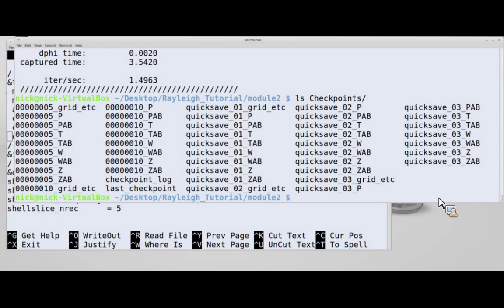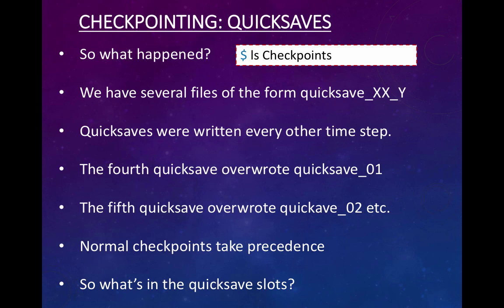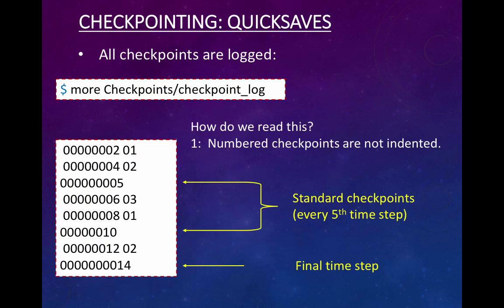The way to find that information is to look at the checkpoint log. If you just do more on checkpoint log in that directory, well, yours will go out to 10, not to 14. I must have meant for you to run it for 14 time steps, but that's okay.